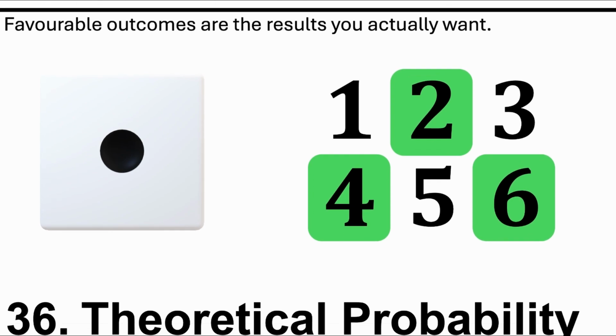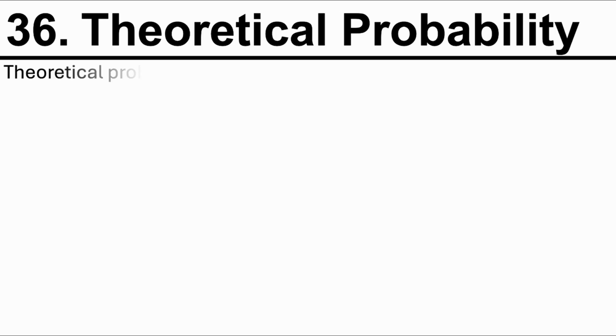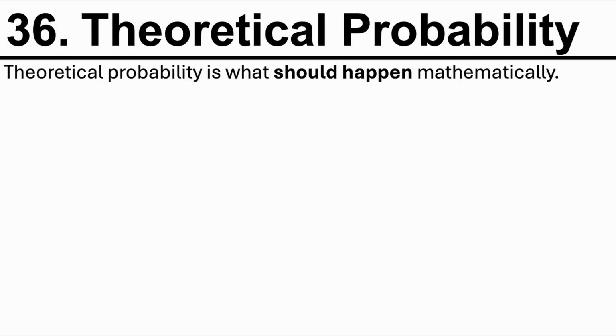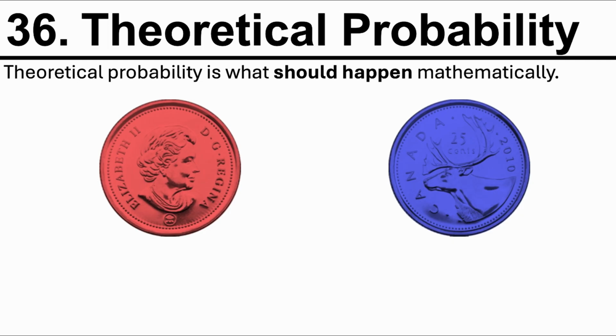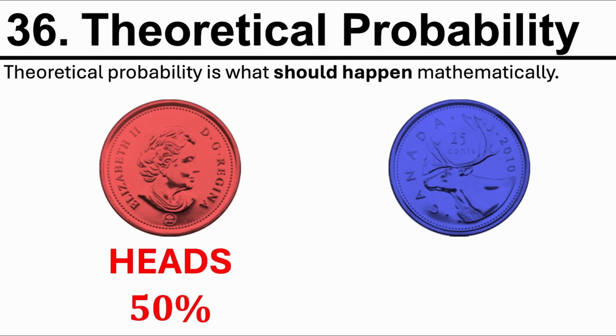The next term is theoretical probability. Theoretical probability is what should happen mathematically when an event occurs. So let's flip a coin. Well, theoretically, 50% of the time you're going to flip heads, and 50% of the time you're going to flip tails. But we know that doesn't always happen.